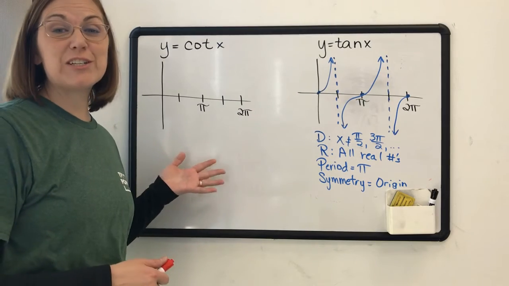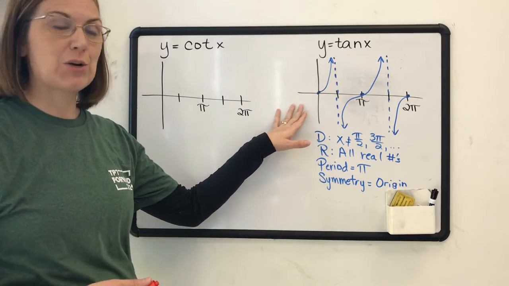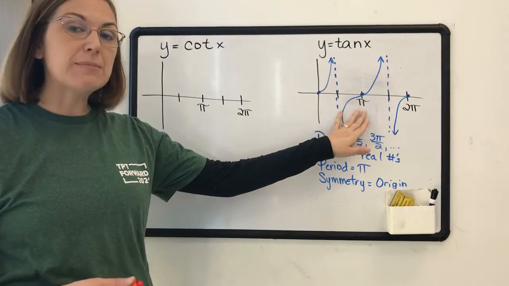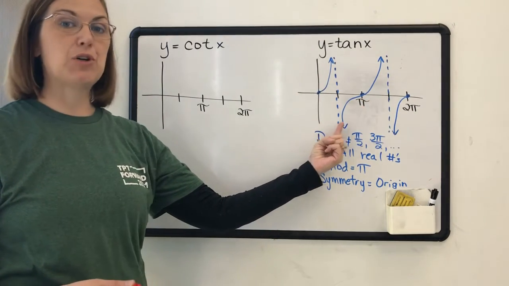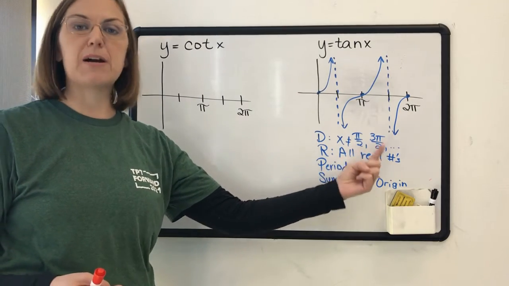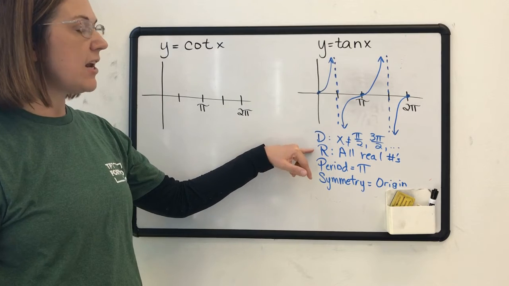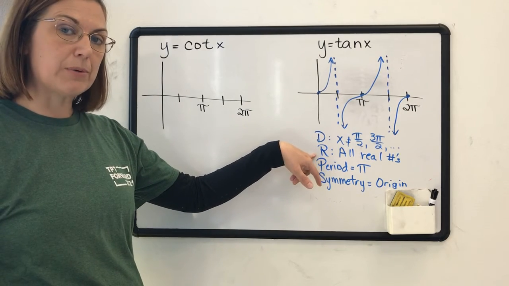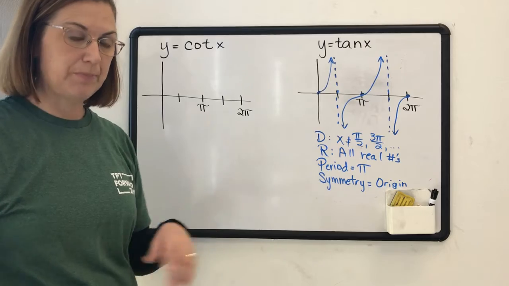All right, let's turn our attention to the cotangent graph. Now, you'll remember our tangent graph. We had x-intercepts at 0, pi, and 2 pi. We had vertical asymptotes at the odd multiples of pi over 2. So that's pi over 2, 3 pi over 2, 5 pi over 2, and so forth. We said our range was all real numbers, and our period was pi, and the symmetry was origin.